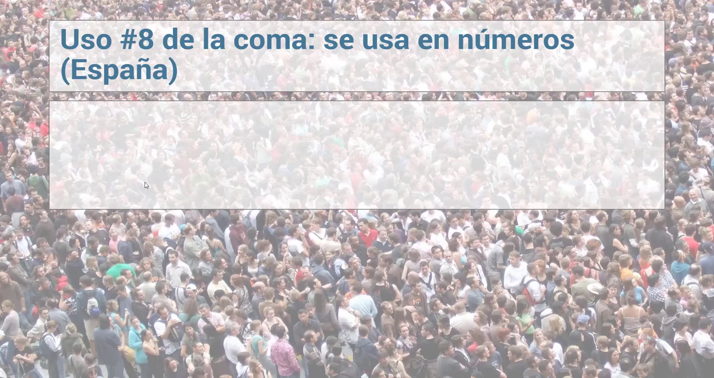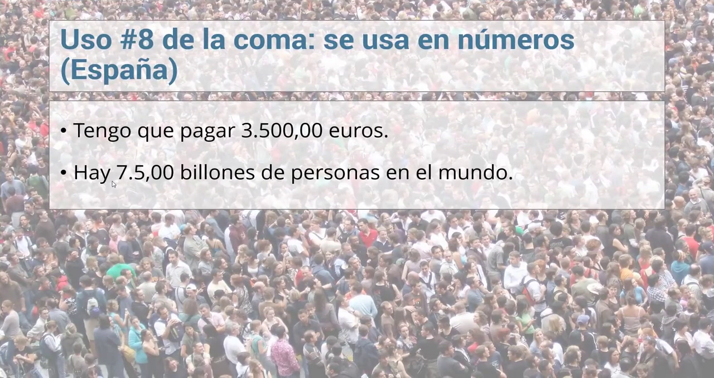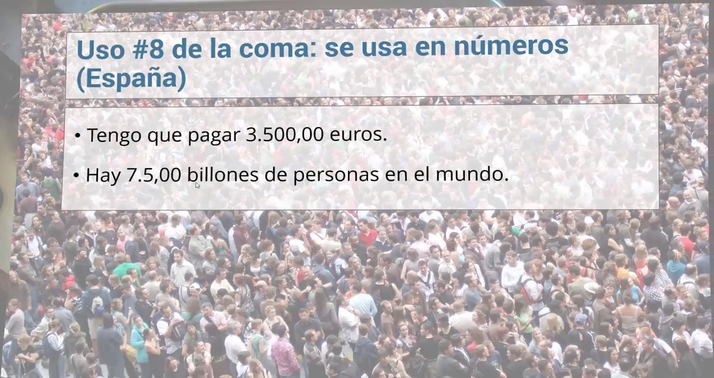Uso número 8 de la coma se usa en números. All right, and this deals with Spain only typically. So they switch the period and the comma. So we would have 3,500, 3,500.00. They switch them in Spanish. And hay 7,5 millones o billones de personas en el mundo. 7.5 billion people in the world.